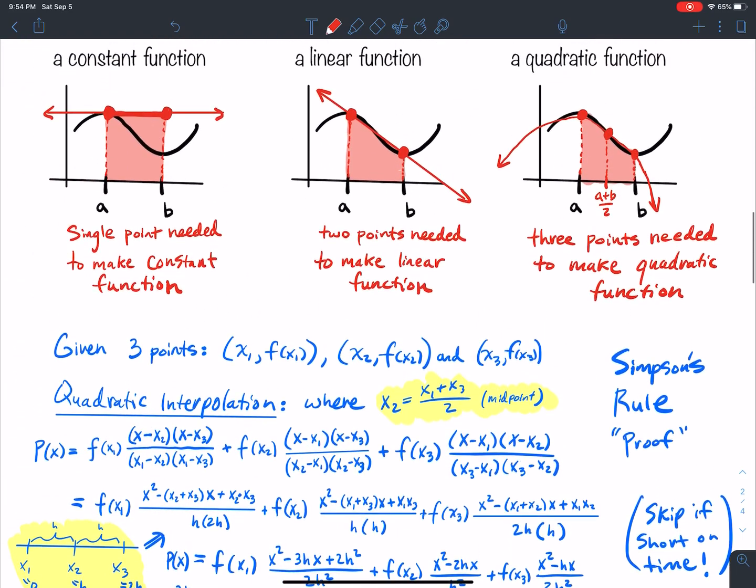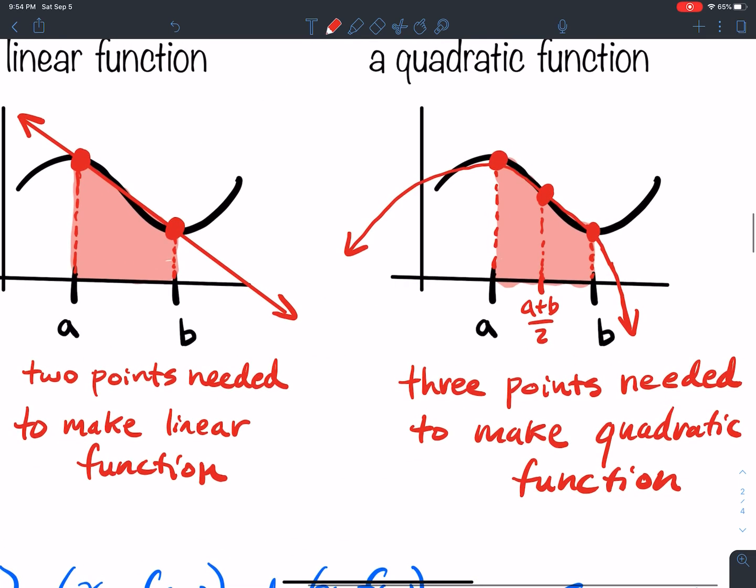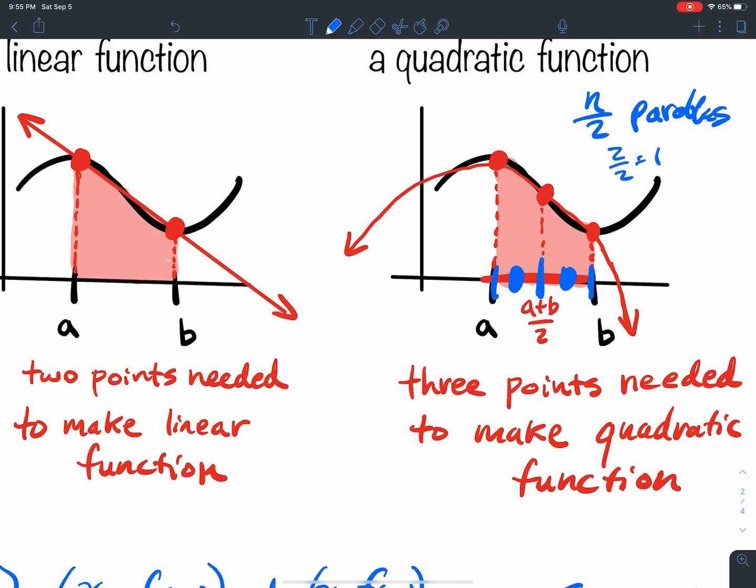Okay, so n subintervals. So if that's the case, we will have n divided by 2 parabolas. So like this example here, I had an interval. I subdivided it into 2 pieces. Okay, I have a piece here and a piece here, 2 subintervals. But remember it was n divided by 2 parabolas, right? So there's 2 divided by 2, which equals 1 parabola. So that's the 1 parabola that you have right there. Okay.